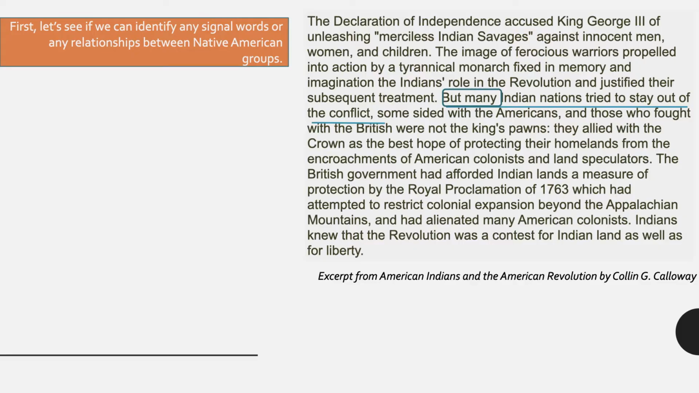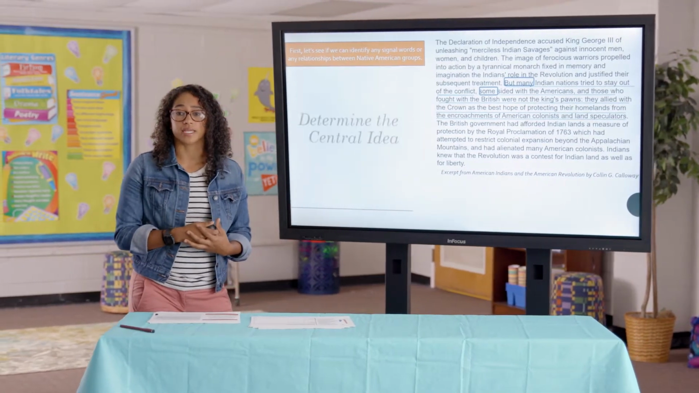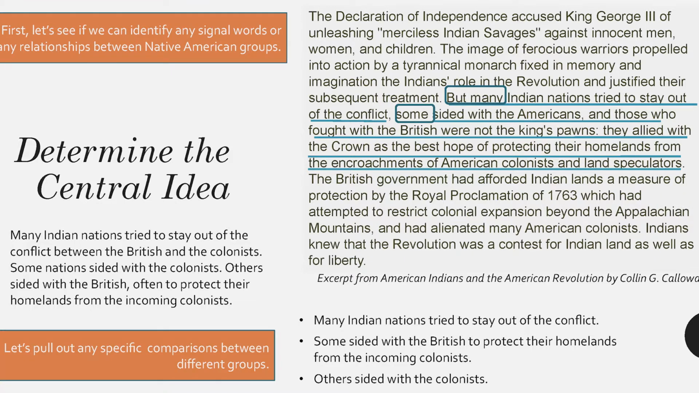So now we're going to look for signal words and different relationships between Native American groups. The first one that I noticed is that many Indian groups and nations tried to stay out of the conflict, but some did side with the Americans and some did side with the British. So knowing that, I'm going to come up with the central idea of my text now. Many Indian nations tried to stay out of the conflict between the British and the colonists.